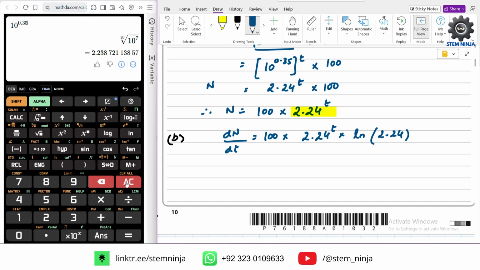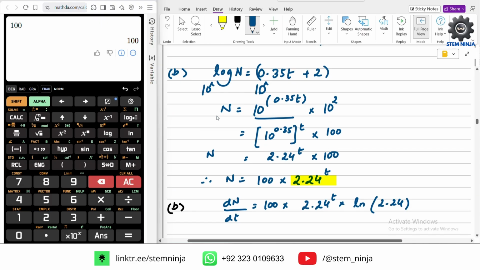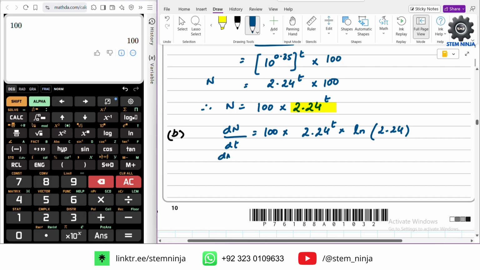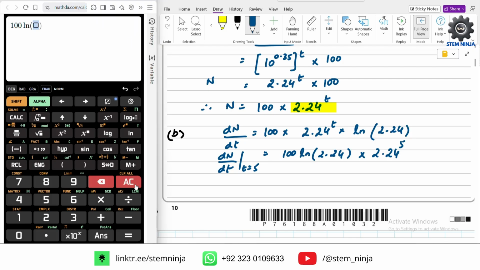Okay, so we have 100. Wait a second, we just need it at 5 hours after, right? So we can actually just first plug it in. So 100 ln 2.24 times 2.24 raised to power 5.